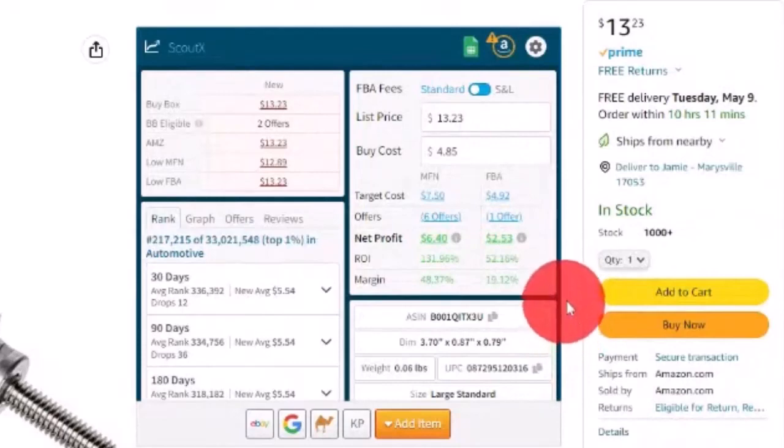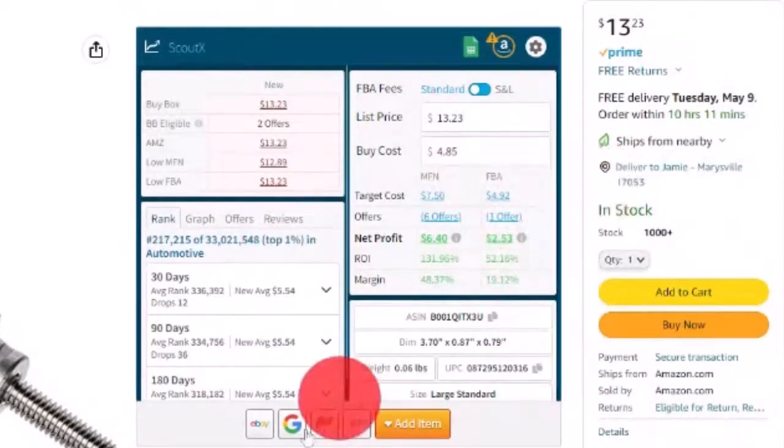Wait, small and light goes up to how much? $12. Okay, yeah. So we just missed it. Oh well. But you know what? If something is going for 12, what is that? 12.23. I would offer it. I'd offer it at 12.